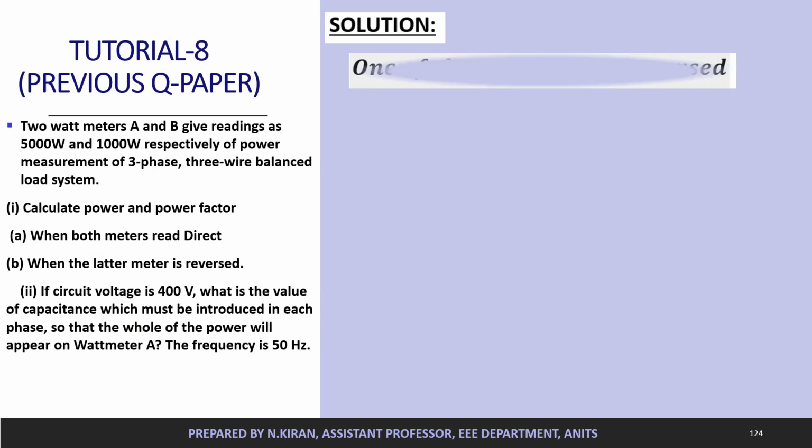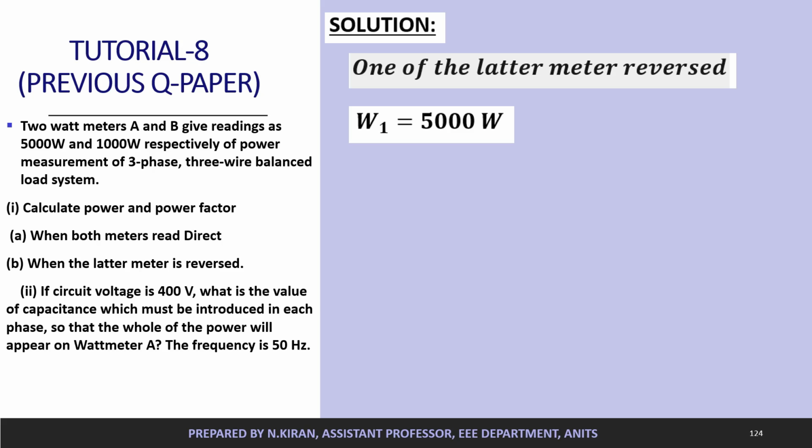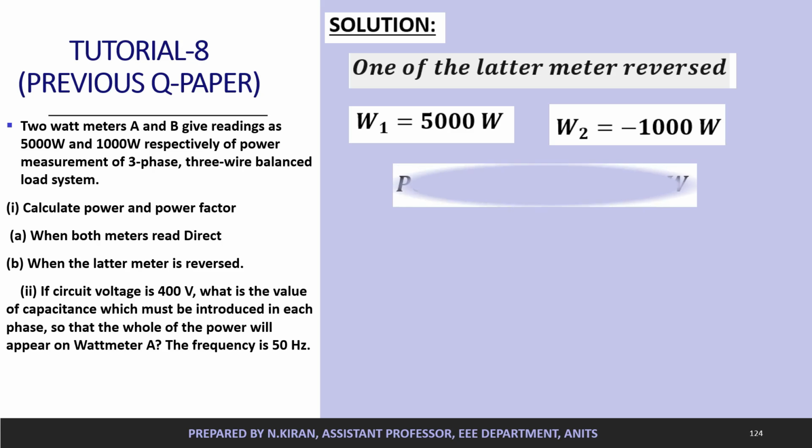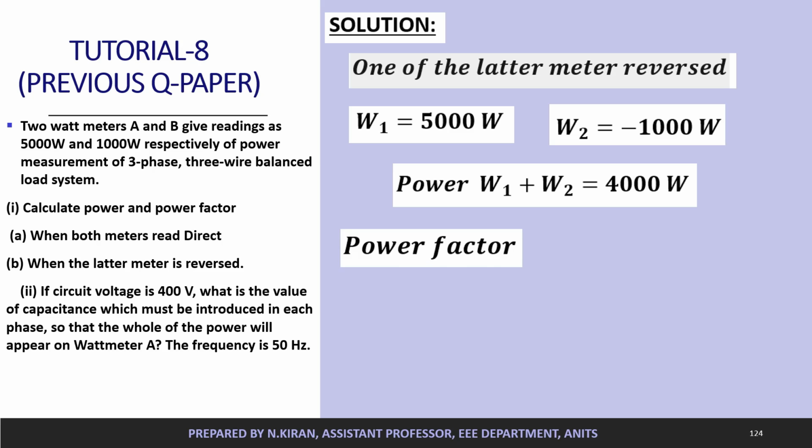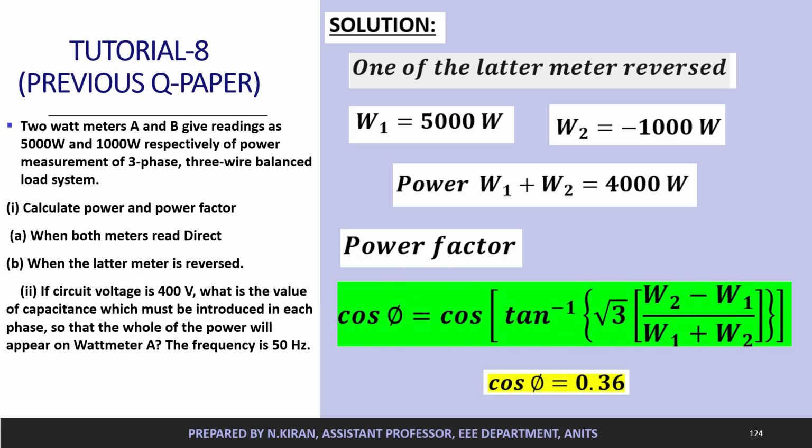Now the second case, if one of the meters is reversed, so W1 is taken as 5000 and the second wattmeter is assumed to be minus 1000 watts as one of the meters is reversed. On addition of both the wattmeters, it will give me total power to be 4000 watts in this case. On substituting the values of both wattmeters in the expression of power factor, it will give me 0.36.